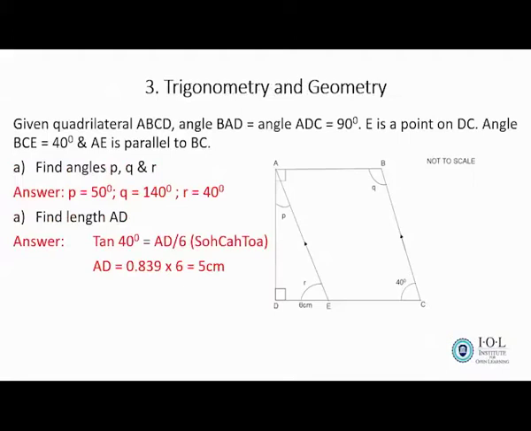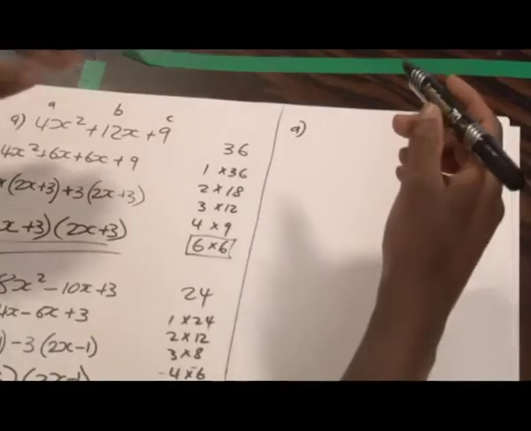Then come to trigonometry. You're given quadrilateral ABCD, angle BAD is equal to angle ADC is equal to 90 degrees. Those are the ones we're having on the screen there. Then E is a point on DC. Angle BCE is equal to 40 degrees, and AE is parallel to BC. So AE, or EA, and CB are parallel. Find angles P, Q, and R.